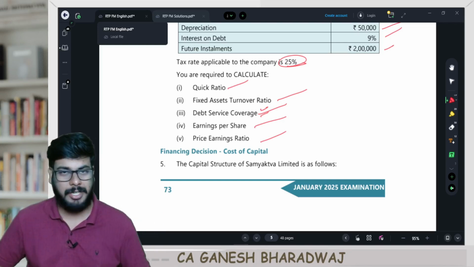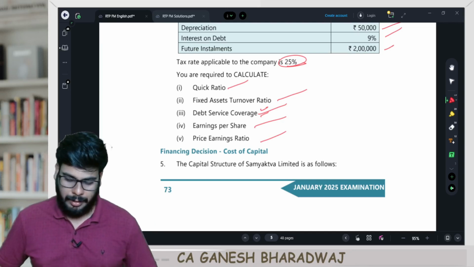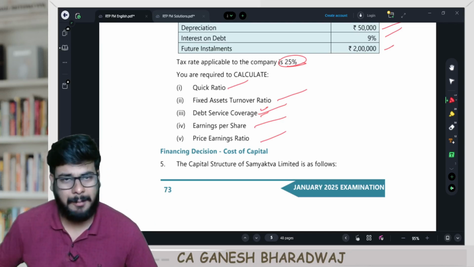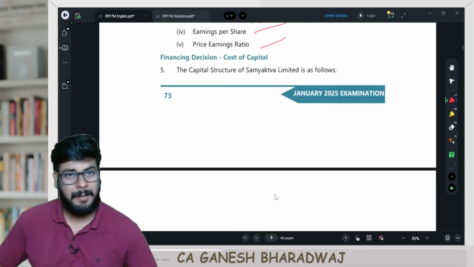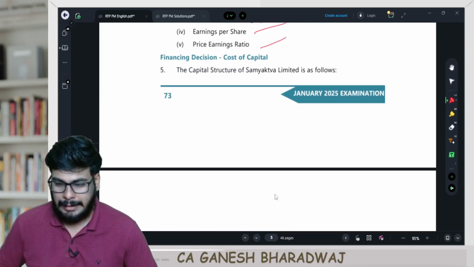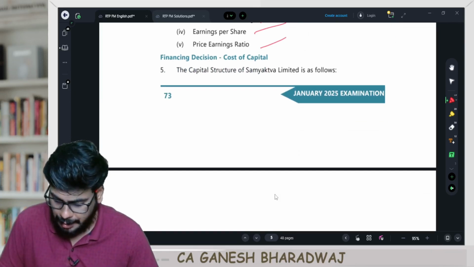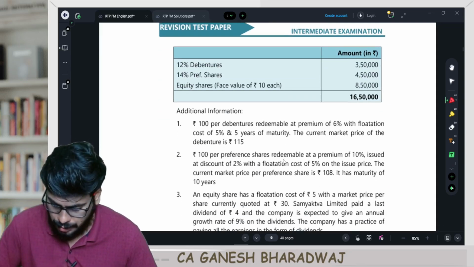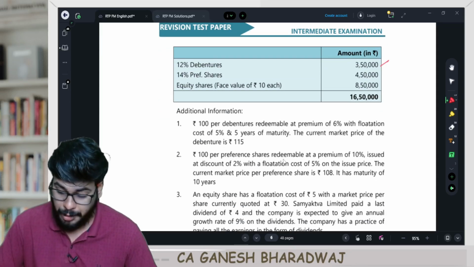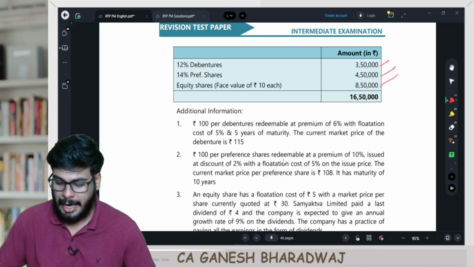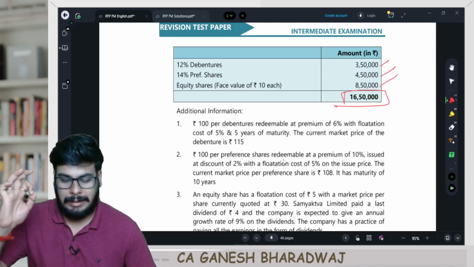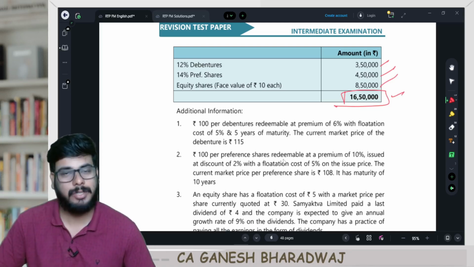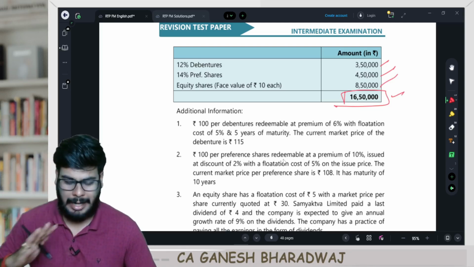Now, let's move on to the next question. This question number 5 is from the chapter Cost of Capital. Let me quickly read out the question for you. The capital structure of Samyaktva Limited is as follows: 12% debentures, 3.5 lakhs; 14% preference shares, 4.5 lakhs; and equity shares with a face value of rupees 10 each, 8.5 lakhs. So in the books, the total capital employed is going to be 16.5 lakhs. So the capital structure is given.